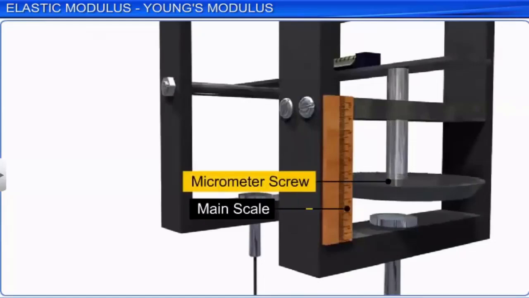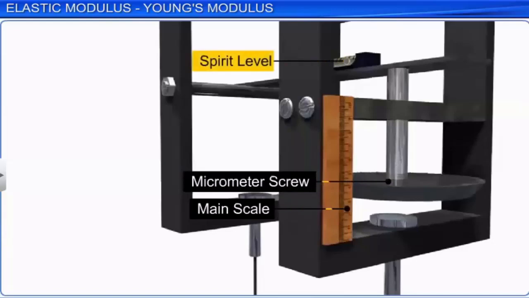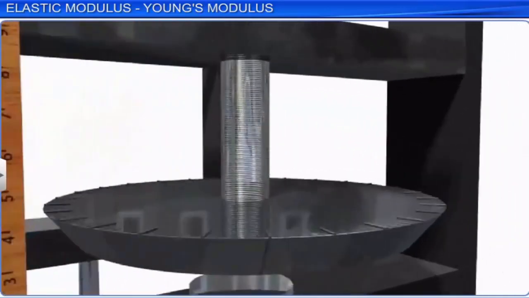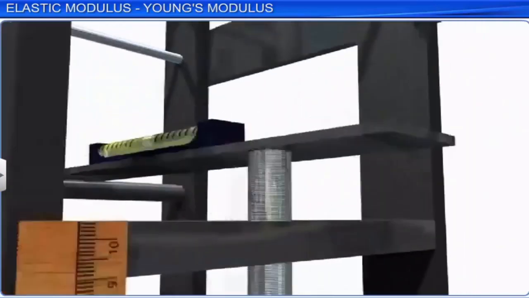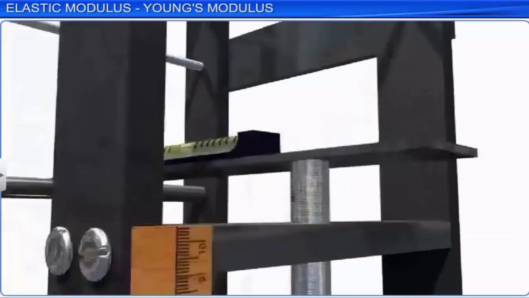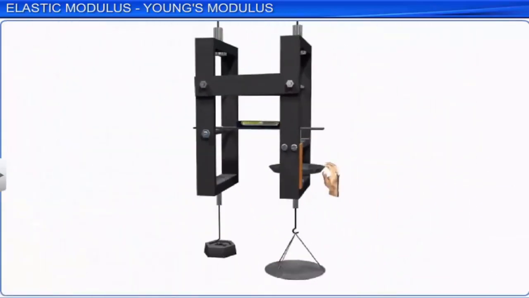The extension of the experimental wire is equal to the distance covered by the micrometer as it moves up. The load is increased by an equal amount, and each time the micrometer is moved up to return to a horizontal position and the reading noted. The difference between the reading with the load and without the load is used to calculate the extension caused by that load.